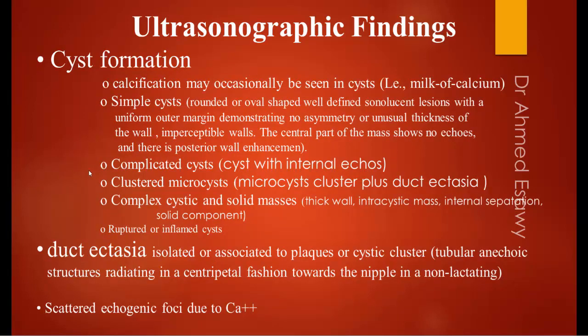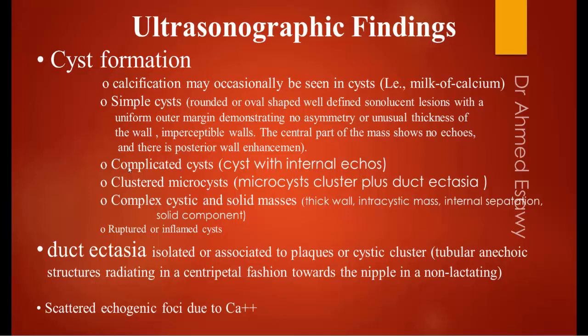Ultrasonographic findings include cyst formation. Calcification may occasionally be seen in a cyst, milk of calcium. A cyst may be simple, rounded or oval shaped, a well-defined sonolucent lesion with a uniform outer margin, demonstrating no asymmetry or unusual thickness of the wall, an imperceptible wall. The central part of the mass shows no echoes. There is posterior wall enhancement. These are the ultrasound characters of a simple cyst.